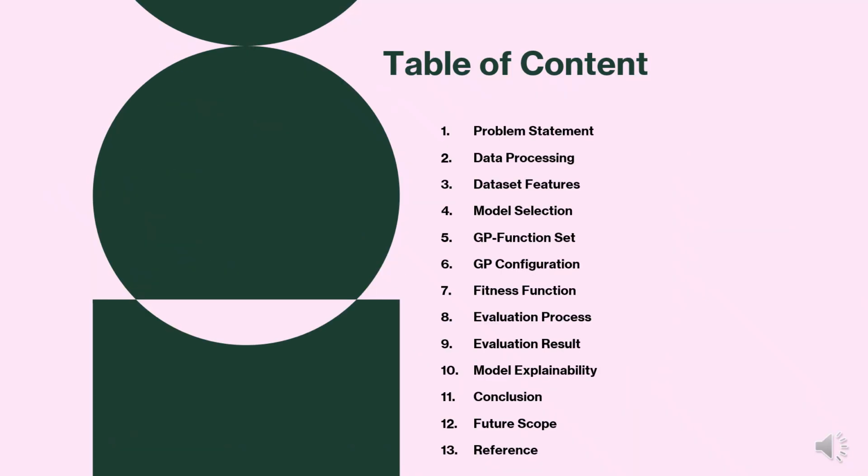In today's presentation, we will be covering the following topics. We start with the problem statement, followed by steps involved in preprocessing. Then we briefly discuss the dataset features and move on to the model selection, where we explain why genetic programming is a suitable choice. After that, we introduce the GP function set, the overall GP configuration, the fitness function, and our evaluation procedure. We then present the evaluation results, followed by the explainability of the model, and finally we wrap up with the conclusion, future scope, and references used in this work.